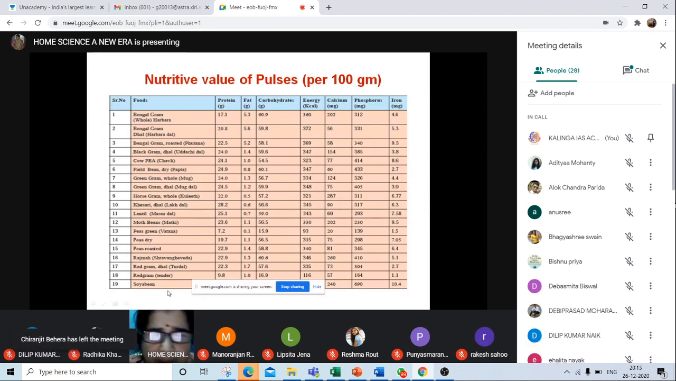And soybean, that is as a vegetarian diet, or you can say it is the vegetable meat, that gives you 230 kilocalories.